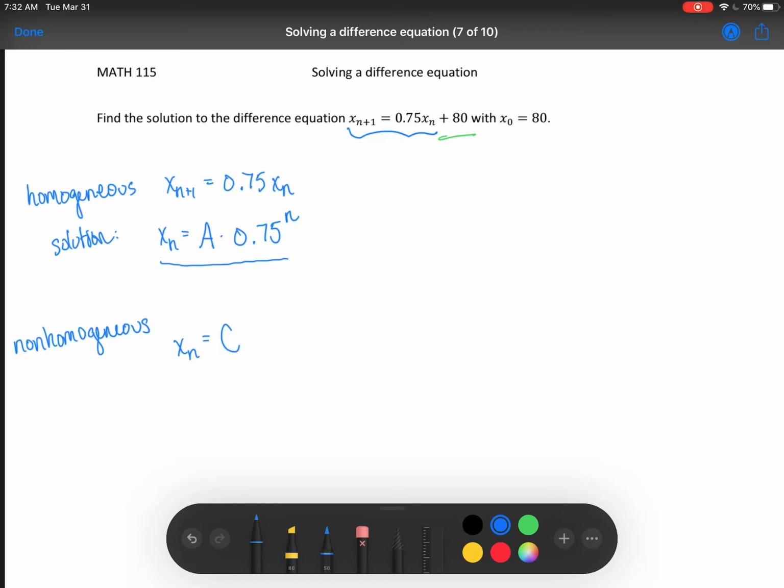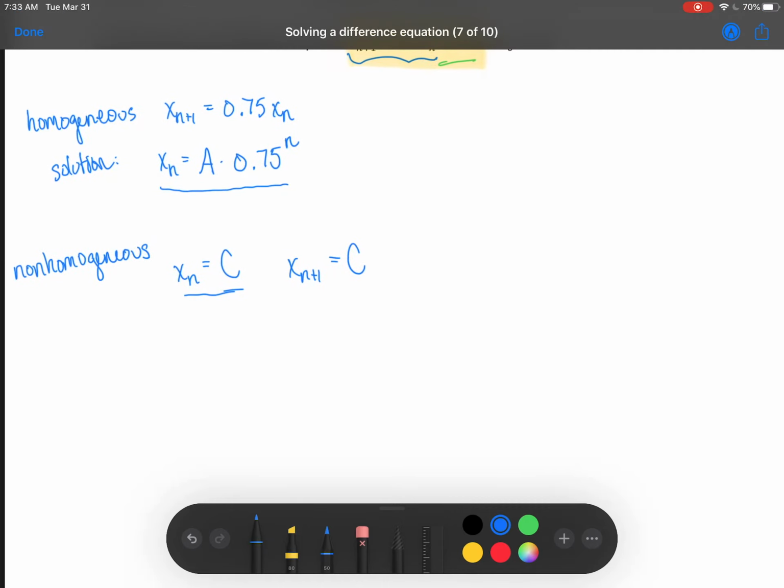All right, we need to find out what that value of c is, and when we do that, it's going to look a lot like it does when we're solving for an equilibrium level. So since c is a constant, it doesn't depend on n, we can say that x sub n is equal to c, but also that x sub n plus 1 is equal to c. So what are we going to do with that? We're going to go back to the original difference equation, which I'll go ahead and copy down here. X sub n plus 1 equals 0.75 xn plus 80.